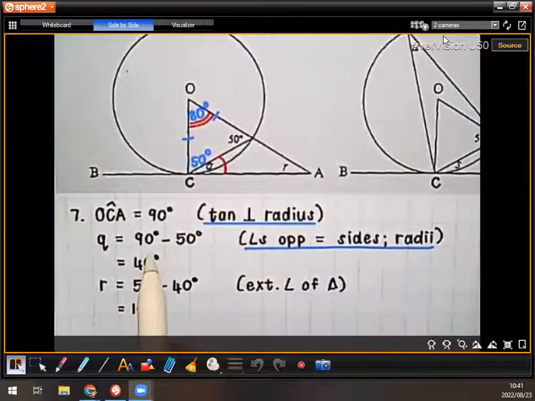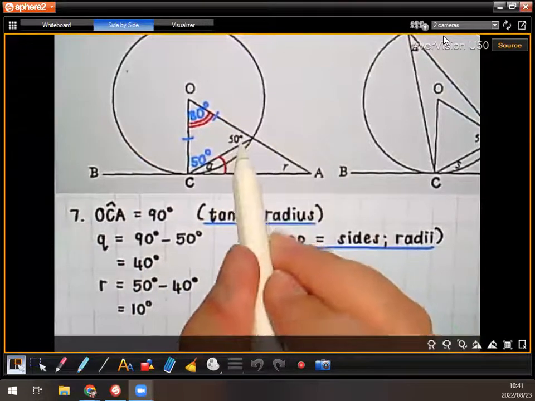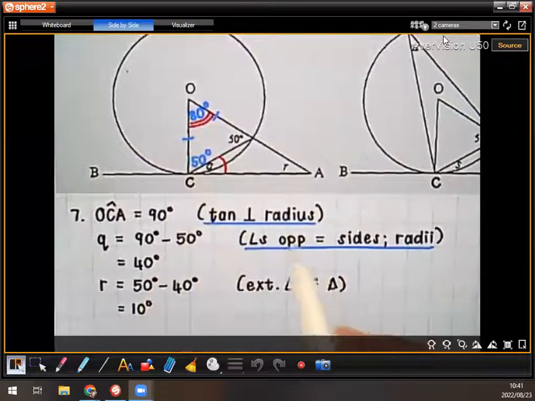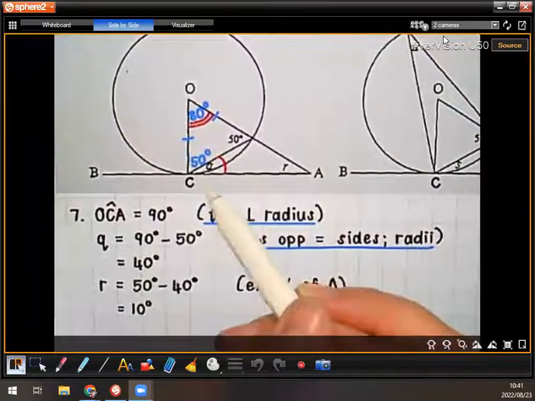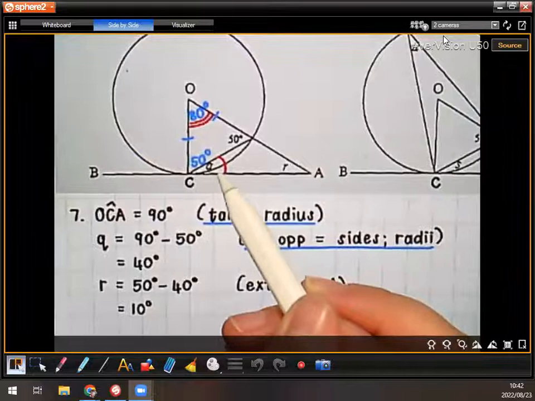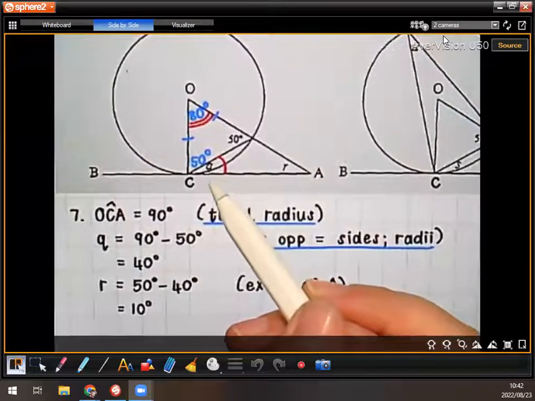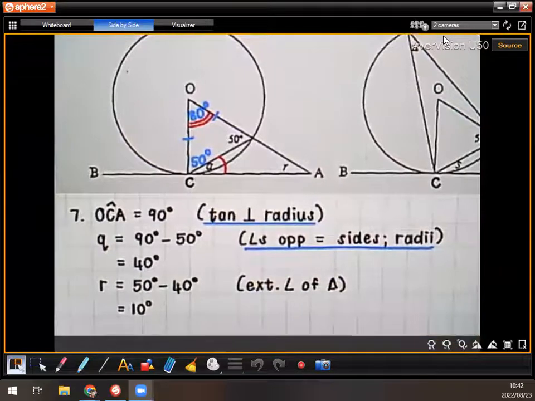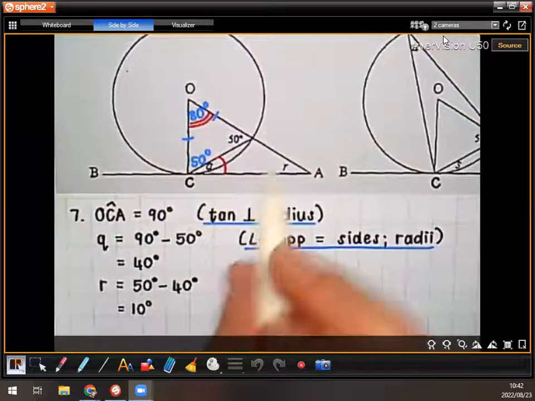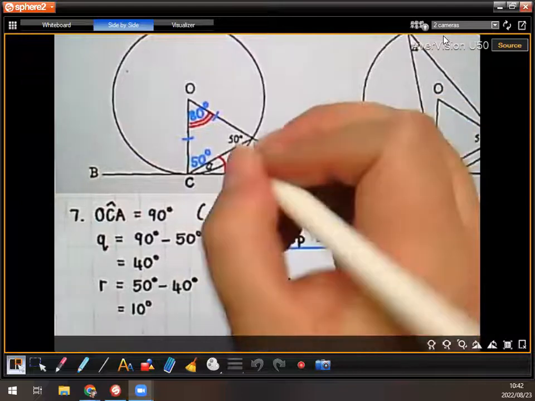All right? Or what you would have had to do is say that this is 50, angles opposite equal sides, radii. That one is 80, angles in a triangle. And then Q is 40, tan chord and angle. So you would have to have quite a lot of reasons for that. So that's Q. Q is then 40 degrees.